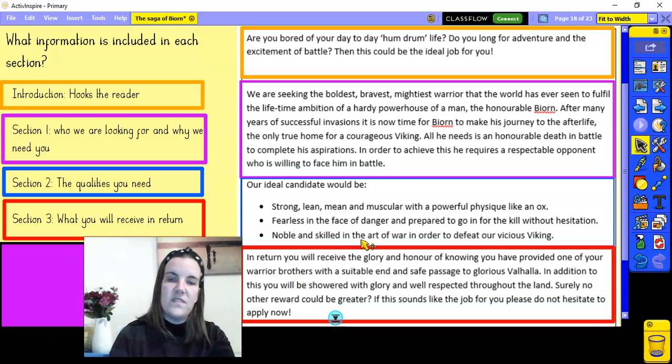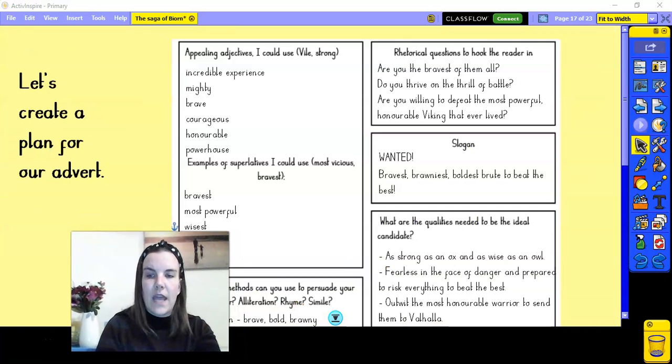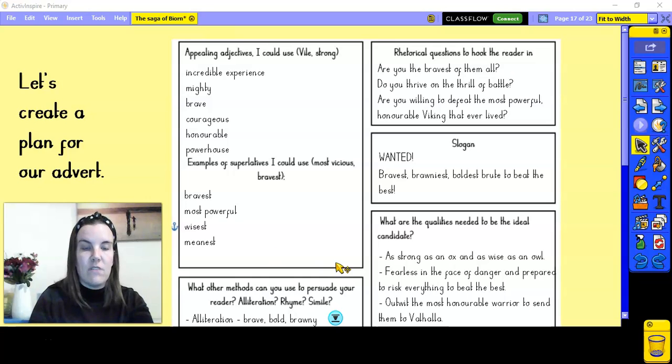Okay, so as I've said, we're going to be thinking about these top two today. We're going to be thinking about writing a brief introduction to hook the reader in, and we're going to be explaining a little bit about that job and exactly why we need your warrior to apply. Okay, so I'm going to go back and look at my plan from yesterday. So I've just gone back to yesterday's plan, and hopefully you've got that plan there that you can refer to.